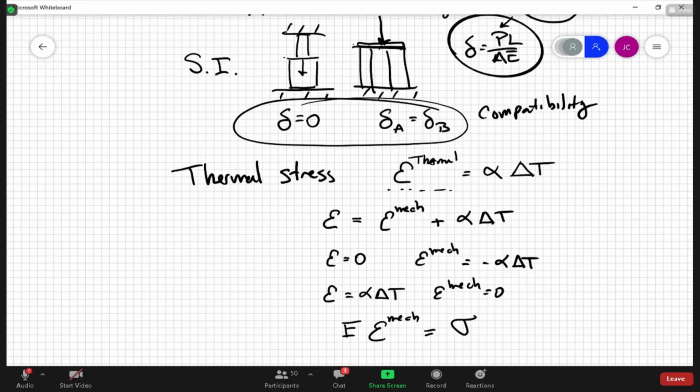Again, a lot of times for very simple problems, like where it's just a bar fixed on the ends and it expands, you just say, okay, here's the elongation, and then it's PL over AE, right? But sometimes it gets a little more complicated, and this decomposition is kind of helpful for figuring that out, all right?